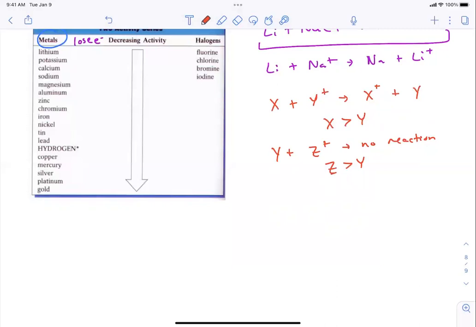So what else would you need to know to be able to come up with an activity series? What other reaction would you need to know to figure out what is the most reactive and least reactive of these metals, between X and Z? You need a third reaction that says, is X more reactive or Z more reactive? So if I had Z plus X+ becomes Z+ plus X, then Z is more reactive than X, which is more reactive than Y.